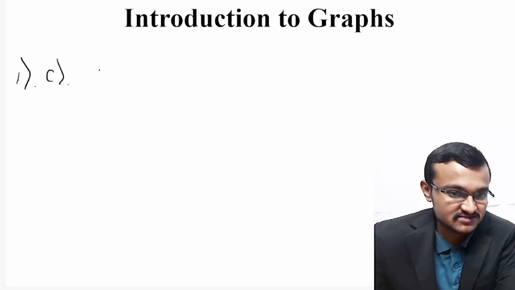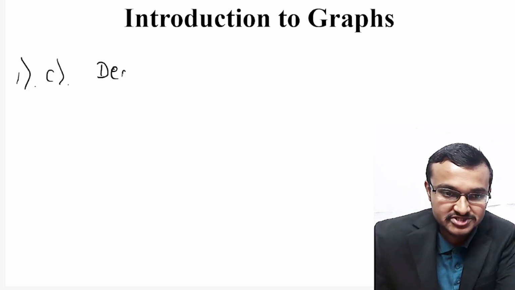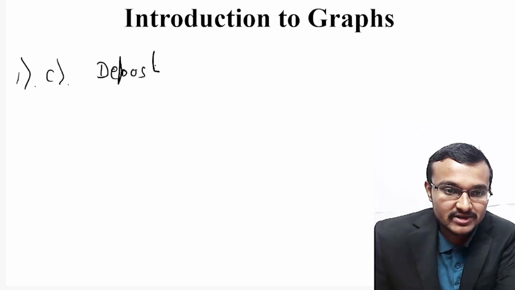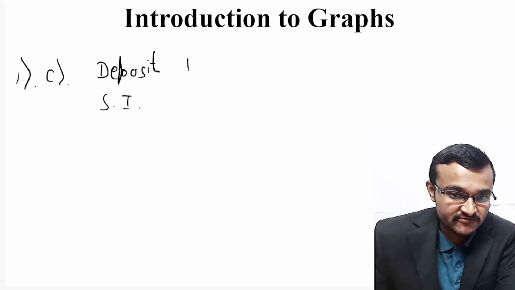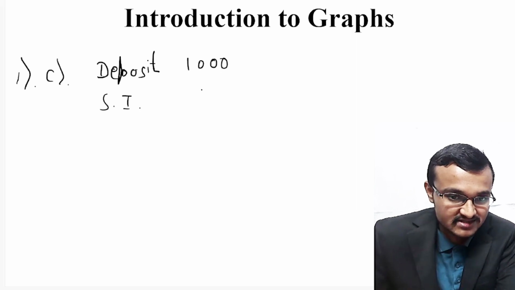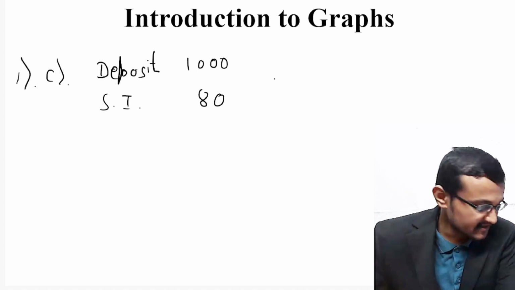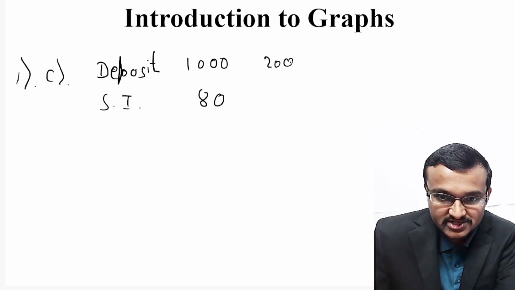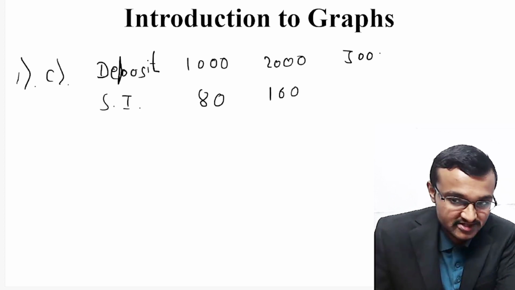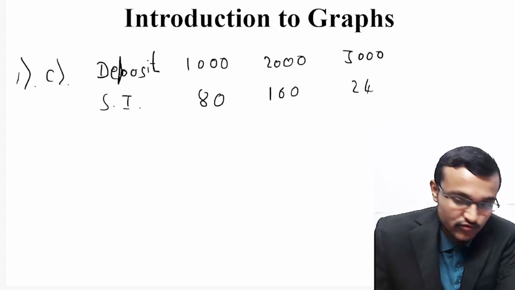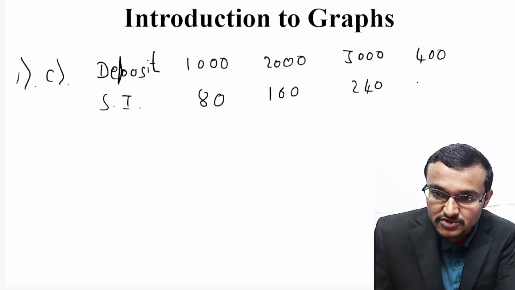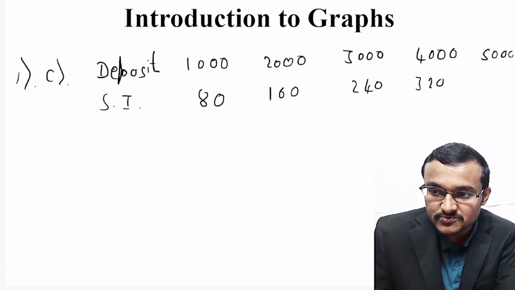So coming to the C question in this particular first question, there they have given deposit in rupees and how much interest you will get, like simple interest you will get on that particular deposit. So if you deposit 1000 rupees, the simple interest will be 80 rupees in 1 year. Similarly, if you deposit 2000 rupees, then the simple interest will be 160 rupees. If you deposit 3000 rupees, then the interest will be 240 rupees. If you deposit 4000, then the interest will be 320 rupees. And if you deposit 5000 rupees, then the interest will be 400 rupees.